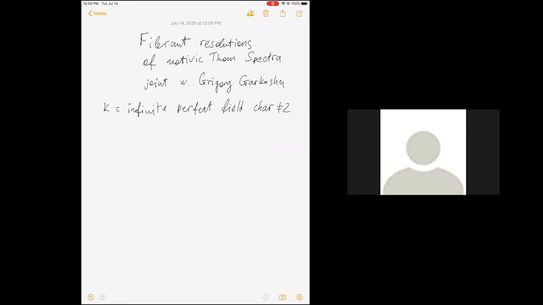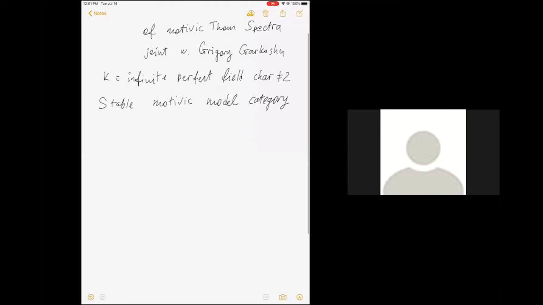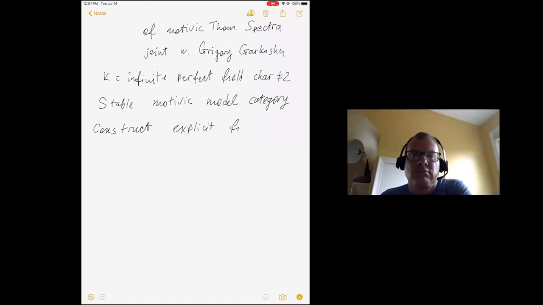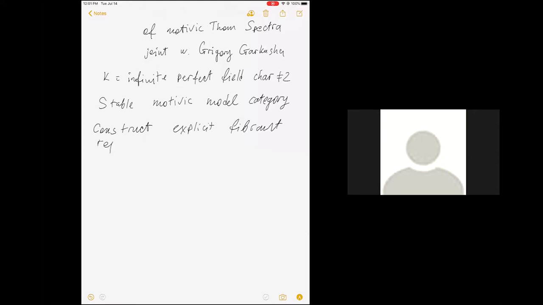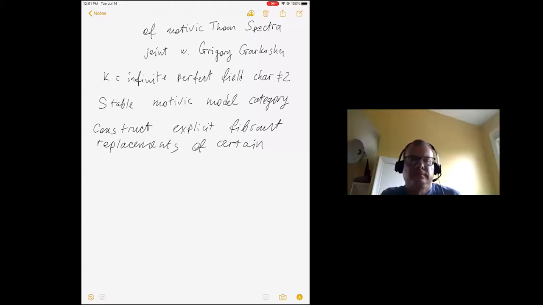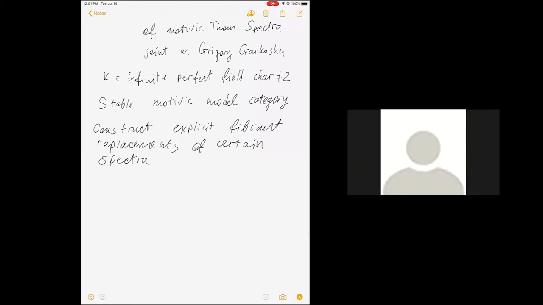And we'll be interested in the stable Motivic model category. Right, we're going to need two descriptions of this category. Either we can think about this as a category of P1 spectra, or the category of Gm S1 bispectra. And the main target is to construct explicit fibrant replacements of certain spectra in this stable Motivic model category.